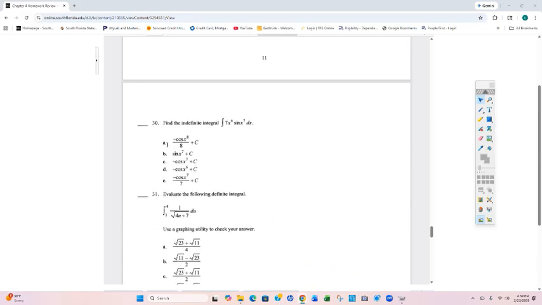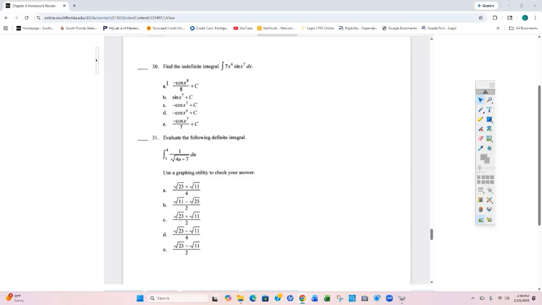Number 30, find the indefinite integral. There's an integral symbol, and then it says 7x to the 6 sine x to the 7th dx. So integral symbol, 7x to the 6 sine x to the 7th dx. A is a fraction. In the numerator, it is negative cosine x to the 8th. In the denominator is an 8, and a plus c on the end.